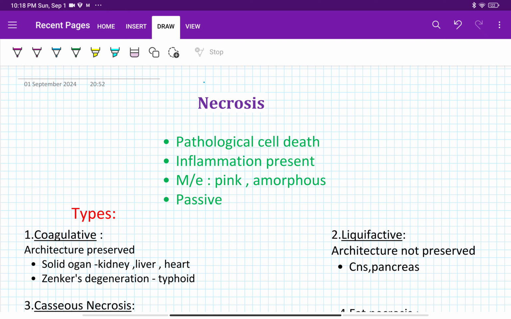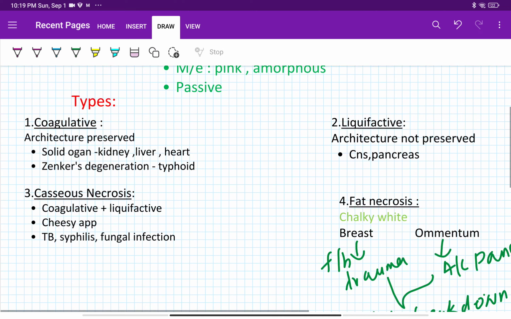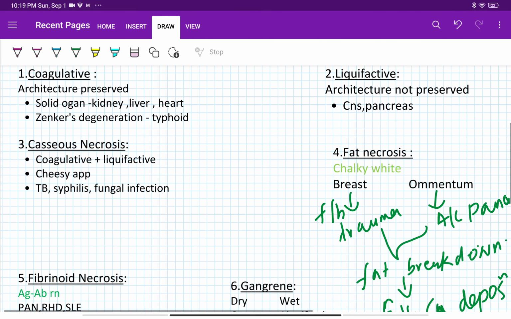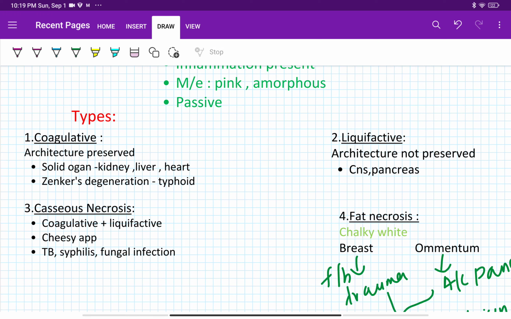Coming to the types of necrosis, we have coagulative necrosis, liquefactive necrosis, caseous necrosis, fat necrosis, fibrinoid necrosis, and gangrene.